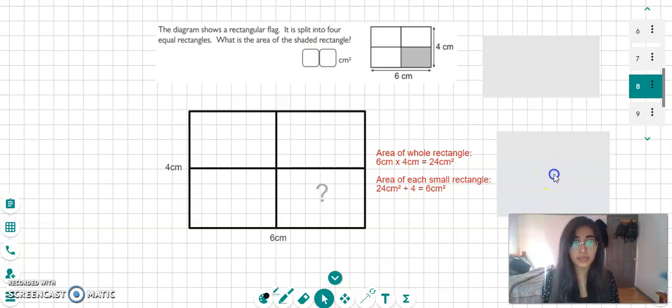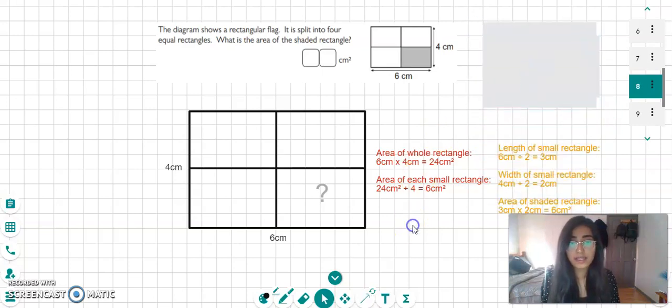Now the other way to do it is to find the length and the width of this small rectangle itself. Now we've been told that it's been split into 4 equal rectangles, which means that they've been halved essentially. So this length here has been halved, it's been cut straight through the middle, and this width has been cut straight through the middle as well. So to calculate the length, all we need to do is this 6 centimeters divided by 2, which gives you 3 centimeters. So this length here is 3 centimeters.